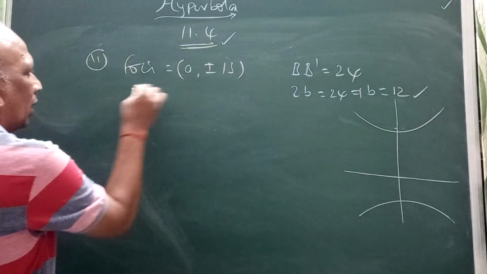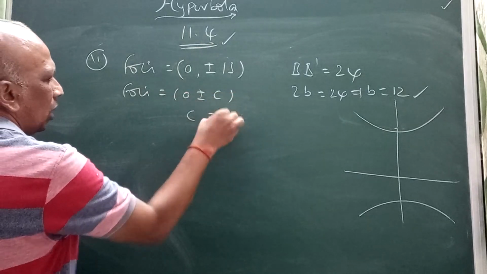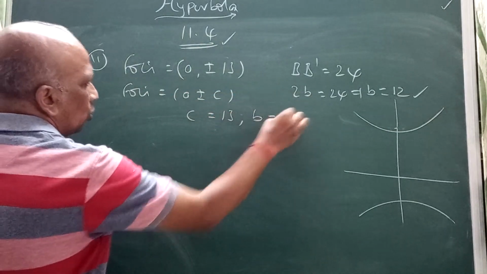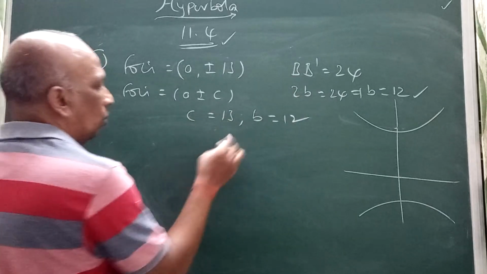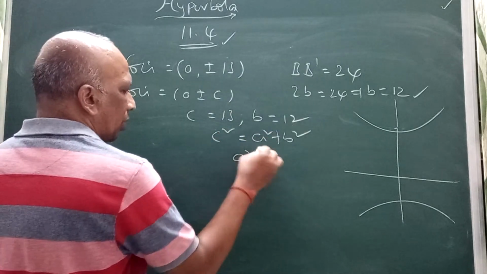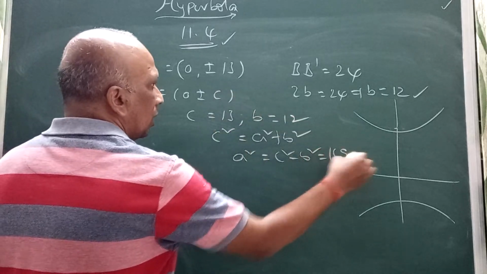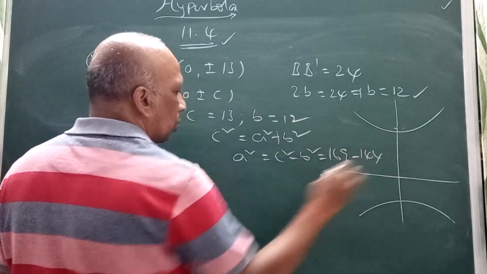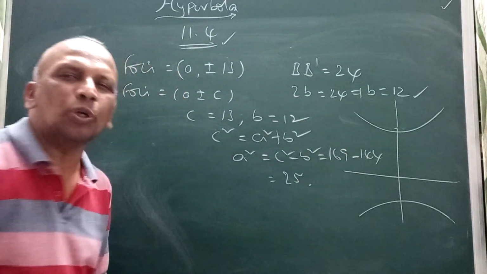From the foci, 0 comma plus or minus c, c is equal to 13 and b is equal to 12. Now I am going to find a. I can write c square is equal to a square plus b square, so a square is equal to c square minus b square. 169 minus 144 will be 25. So a square is equal to 25.